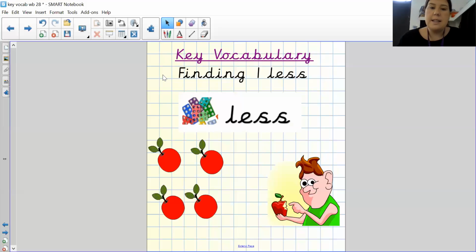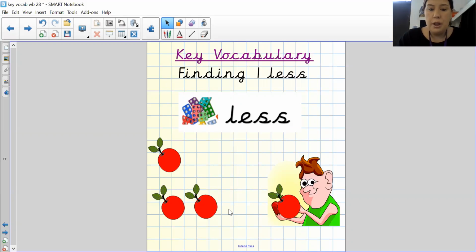So last week, as I said, we focused on one more. This week, we are going to look at finding one less. One less. Fantastic. And as you can see from the picture below, if I had 4 apples and then my friend ate an apple, I am taking one away and making it less, which leaves me with a smaller amount.